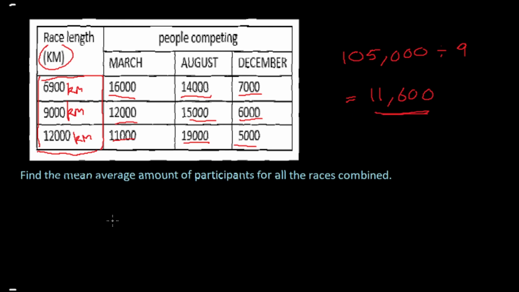And again, if you wanted to find the range just for fun, though it doesn't ask you in this question, you would do the biggest take away the smallest, and the biggest number is 1900, and the smallest number is 5000. So your range here would be 14,000.